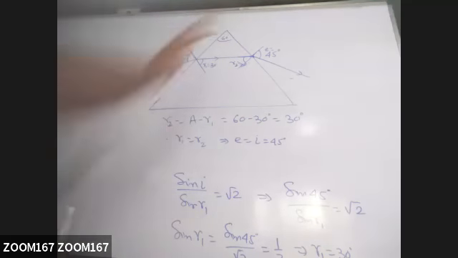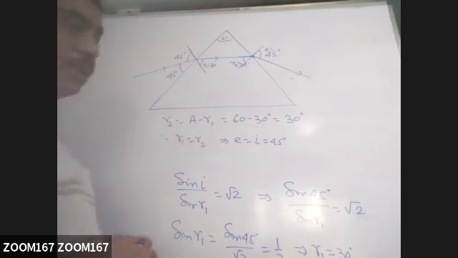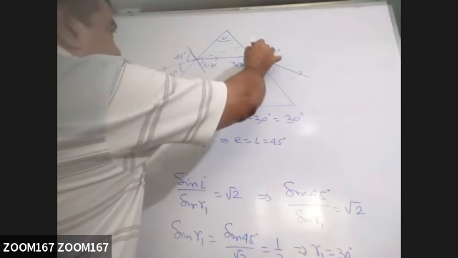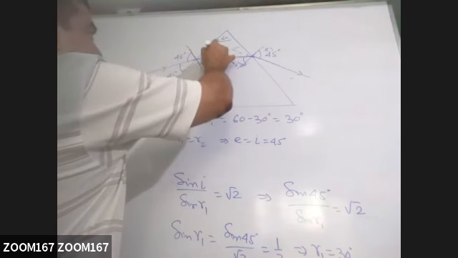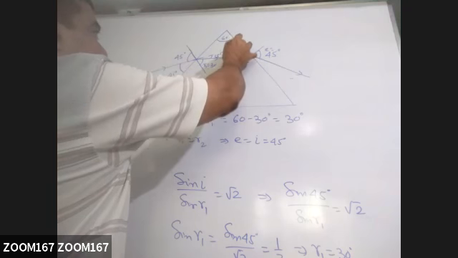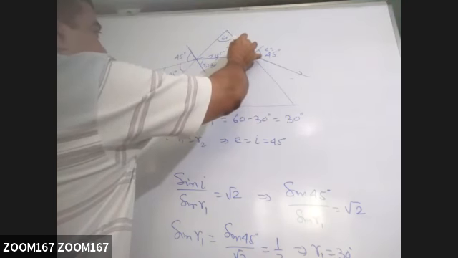This is your complete ray diagram. If deviation is especially asked, what will be the total deviation of the prism? Mark all these deviations. This is 15 degrees, this is also 15 degrees, and this will be 30 degrees.